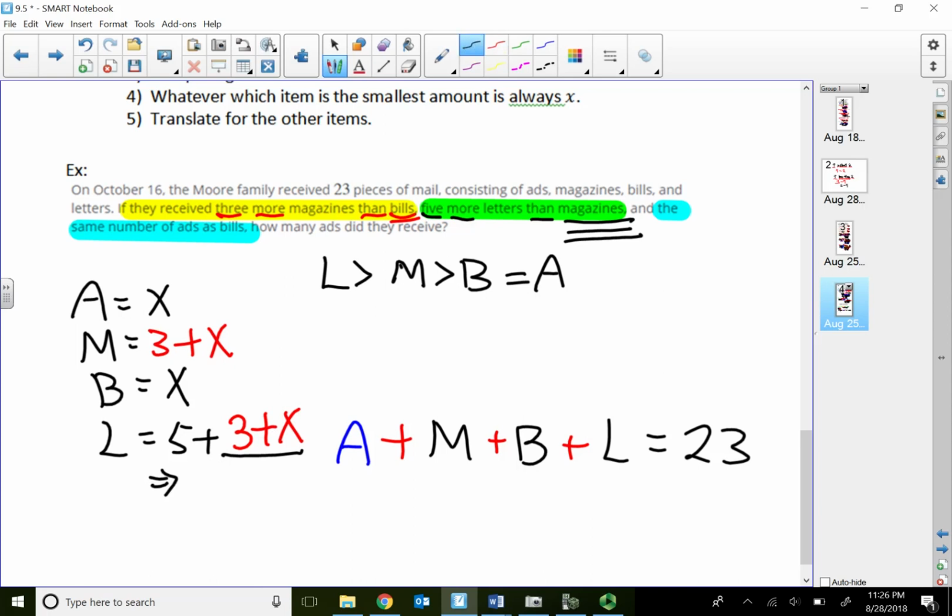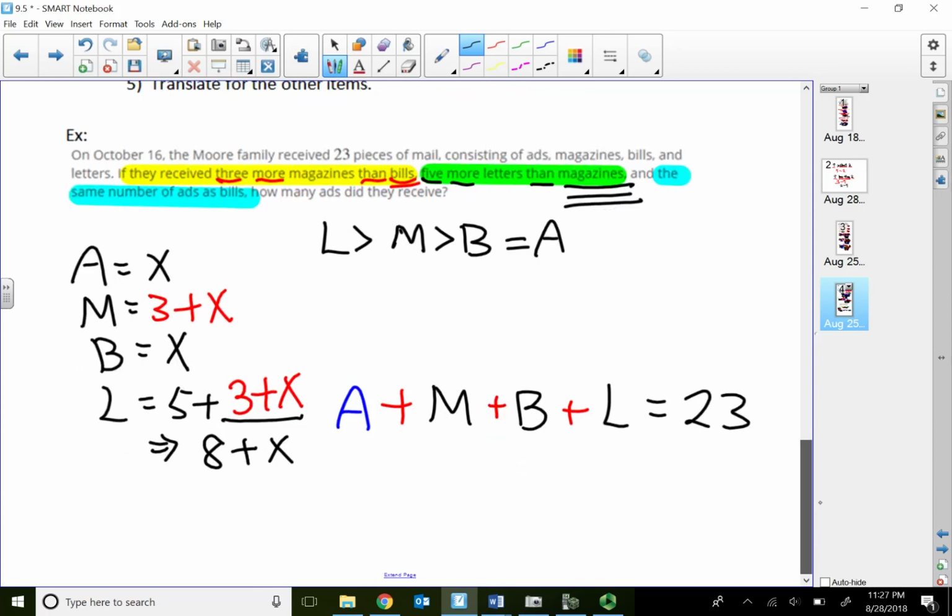It is 8 plus X, right? Not like terms. Cannot combine them. 5 plus 3 is 8. Still have positive X there. So the letters turn out to be 8 plus X. So be careful now. Don't say 8X. A lot of people do that.